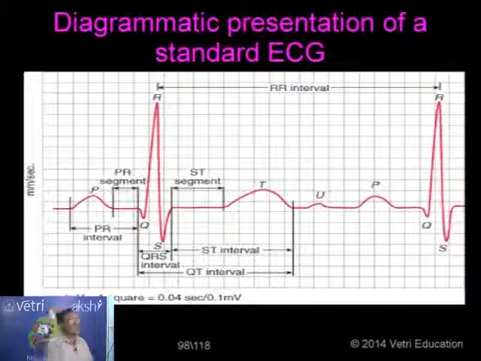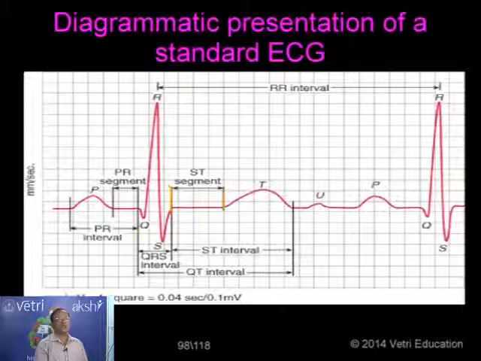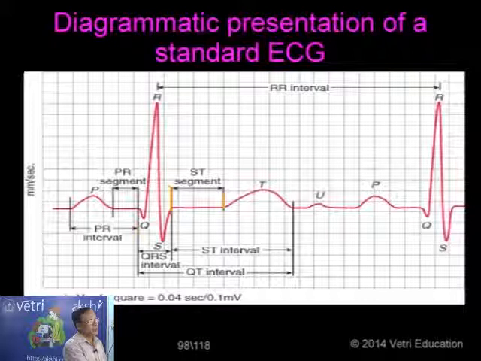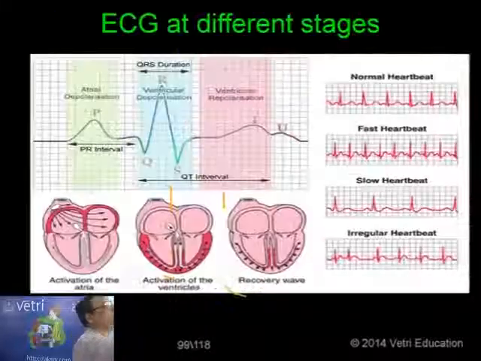And likewise the ST segment is measured from the end of the QRS complex up to the beginning of the T wave. The ST interval is between S and the end of the T wave, and likewise the QT interval is from Q to the end of T. The segment is in between, and the interval is from the beginning to the end. So a lot of diagnostic information can be gathered from this.